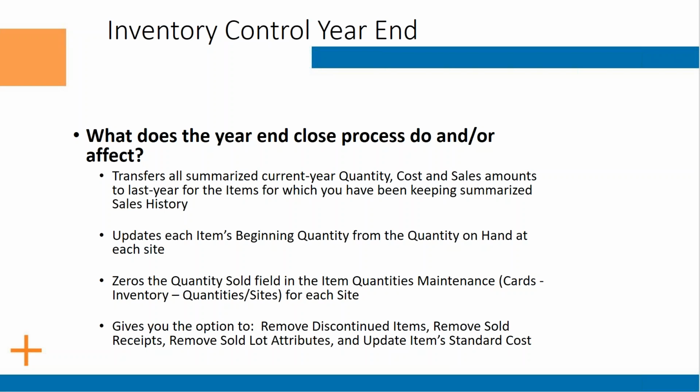You can at this point choose to do things like remove discontinued items, remove sold receipts, or sold lot attributes. It's really a function or a decision on your side. Do I want to try to save some space inside the database? Do I want to keep all this history around, have it available for analysis purposes later, etc.?